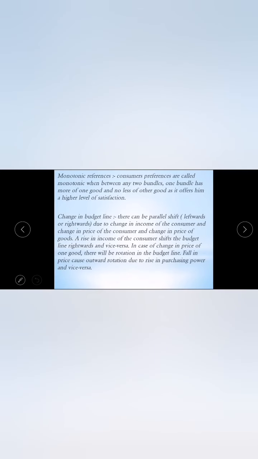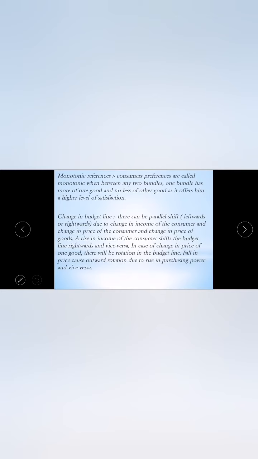Okay, next we are moving to monotonic preference. Consumer preferences are called monotonic when, between any two bundles, one bundle has more of one good and no less of other goods, as it offers a higher level of satisfaction. For example, you go to a shop and you want to buy toothpaste. You see Colgate has a buy one get one free offer and Dabur does not. So which one do you purchase? Obviously you purchase Colgate because it has a buy one get one free offer. That is called monotonic preference.